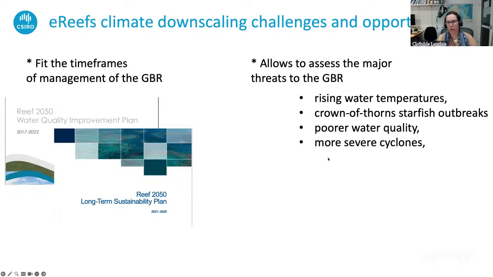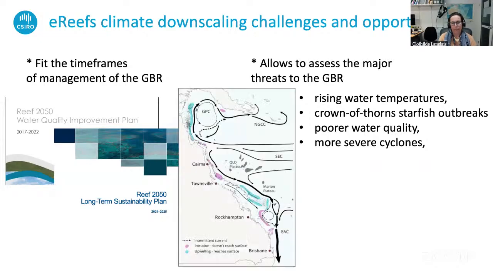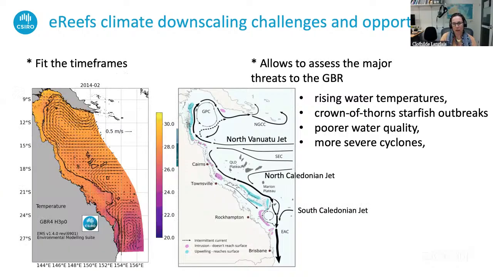So the first one, of course, is rising water temperature and coral bleaching. And with this in mind, we have to think about the ocean circulation in this area. And really, we've got the South Equatorial Current coming in and bringing the climate signal from the Western Pacific with it.